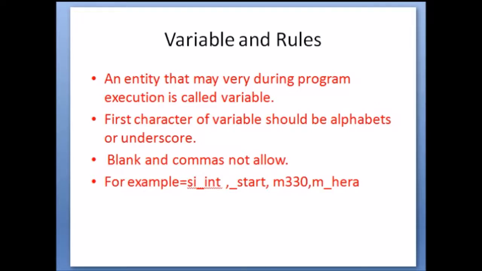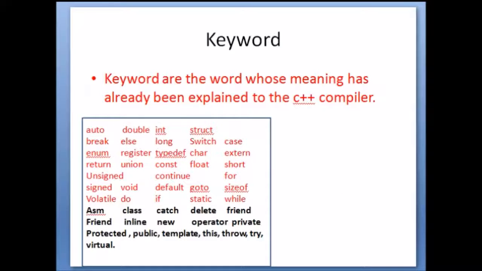Now what is a keyword? Keywords are the words whose meaning has already been explained to the C++ compiler. There are predefined keywords which have their own meaning and different work. The red color keywords are used in C language and also used in C++, but the black color keywords are used only in C++ language. These are our keywords.